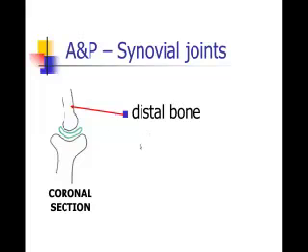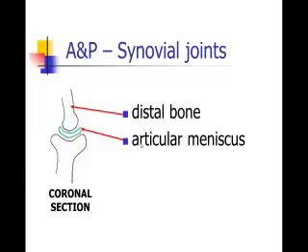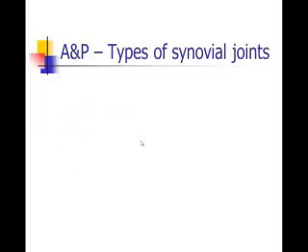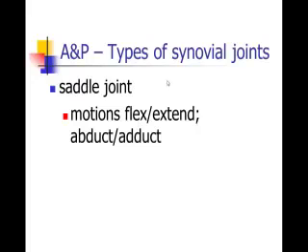We have the distal bone, we have the articular meniscus, and we have a proximal bone. And you can see how that sort of forms a little cushion between the bones. Now, in terms of types of joints, we'll go through a list. We have saddle joints. As you might expect, a saddle joint looks like a saddle. Saddle joints allow for flexion, extension, abduction, adduction, and you can circumduct them as well.